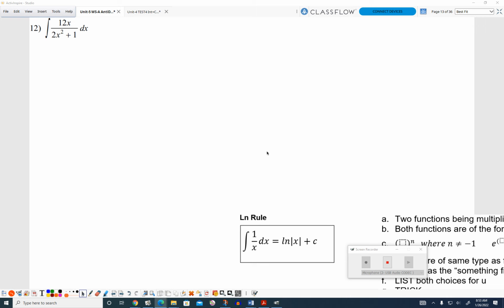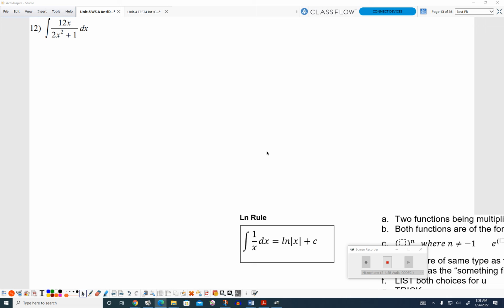Don't write anything. Just look at the board. That's all eyes on the board. Okay. We're studying how to find antiderivatives. Don't write anything. We're studying how to find antiderivatives. The study of how to find antiderivatives is actually quite complex. It takes a lot of time.